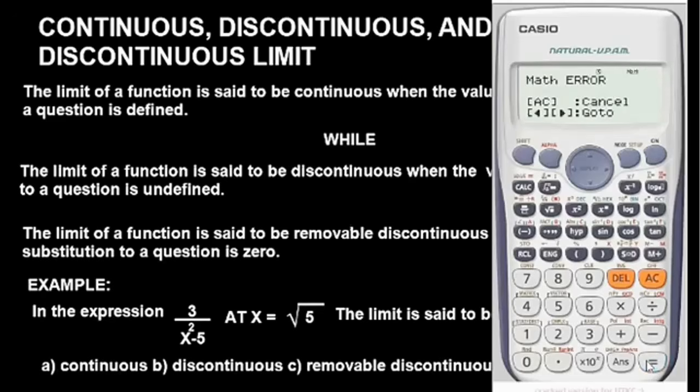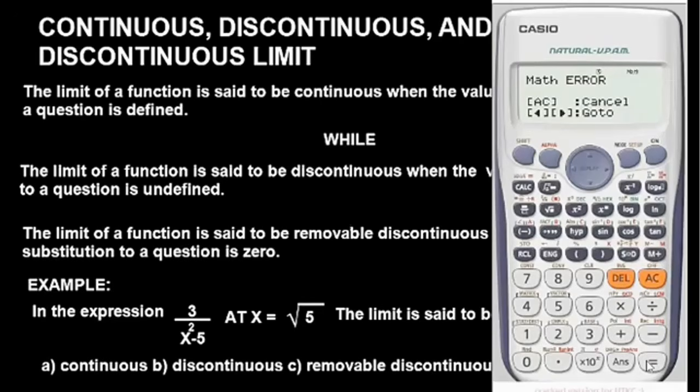So let's press equal and see what we get as an answer. We have math error. So this tells us that this is a discontinuous limit. From our definition, a limit is said to be discontinuous when the value of x in substitution to a question is undefined. Now this math error is an undefined value, so it is a discontinuous limit.